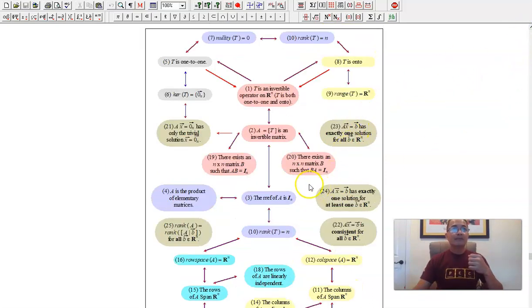Okay, so looking back here, we have the existence of the inverse matrix on the sides over here. A is invertible if and only if the REF is the identity. And of course, that means that the rank is n. Full rank, it's as big as possible. And the REF is the identity if and only if A is the product of elementary matrices. So I believe that is all 25 parts in one picture.